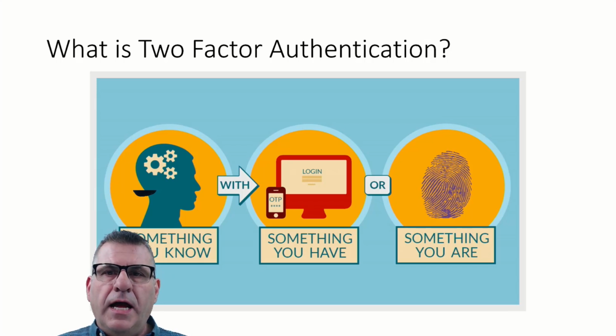Two-factor authentication is something you know, like your password, username and password, coupled with something you have, like your cell phone. And the something you have for an online service is your cell phone, and then usually you get a code that you need to know that code to log in.